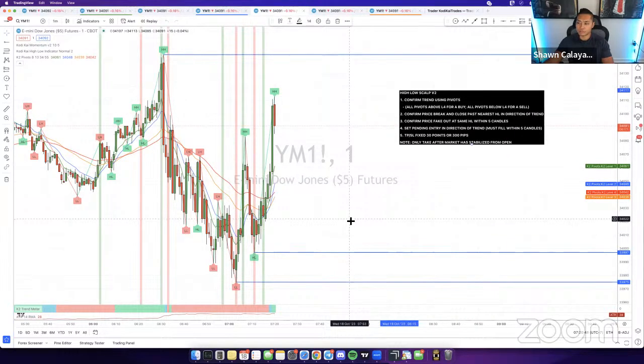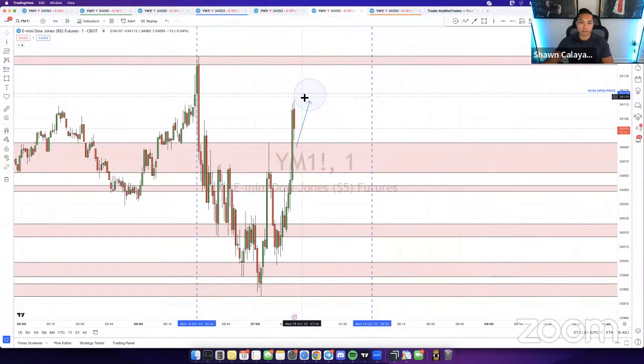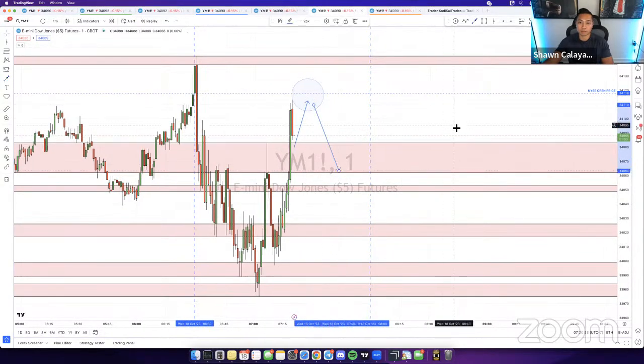Yeah, Shannon said no entries for her yet, waiting for that drop. Yeah, this could be a fake out. You got close to opening price, fake out, come right back down. Might come back and retest the structure right here.